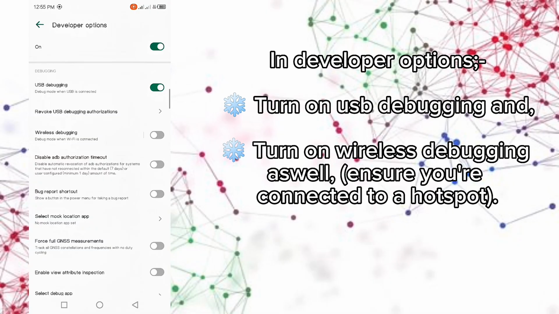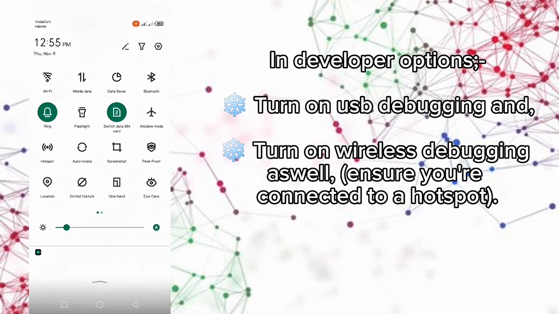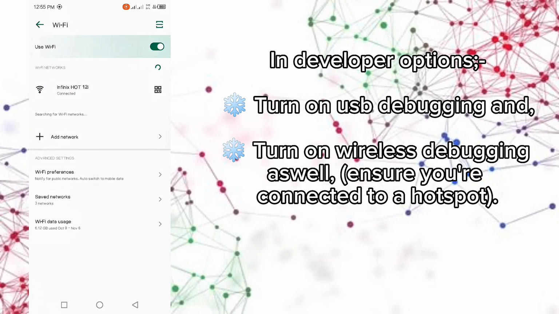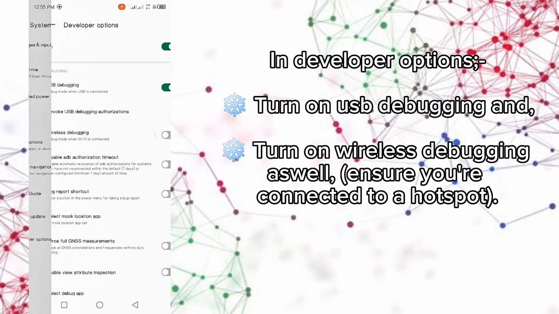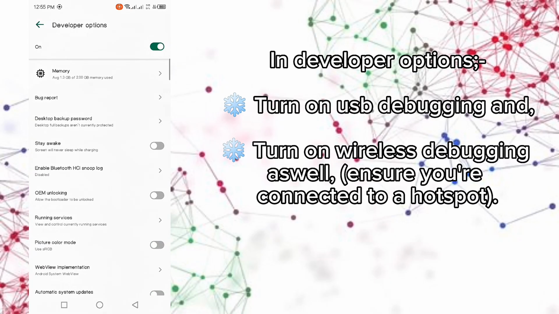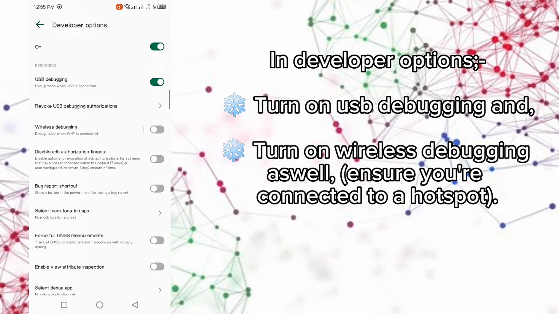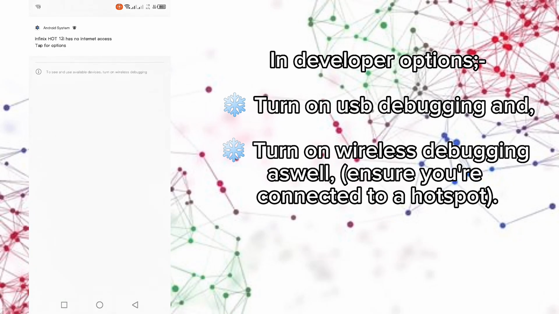Once you are done with that, the next thing you are supposed to do is to just connect your phone to a Wi-Fi connection, but the other phone whose hotspot is on is not even needed to be online, just the connection matters. Then, once you are connected to a Wi-Fi connection, go back to the same page you were on and turn on wireless debugging.